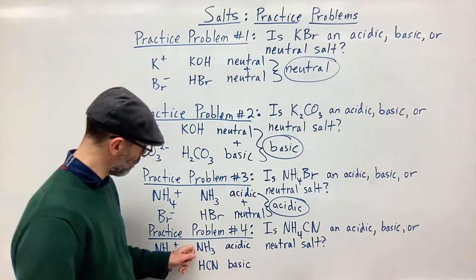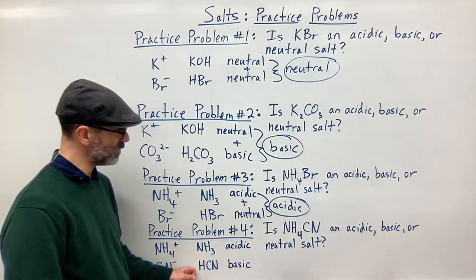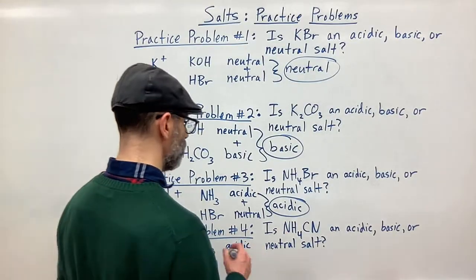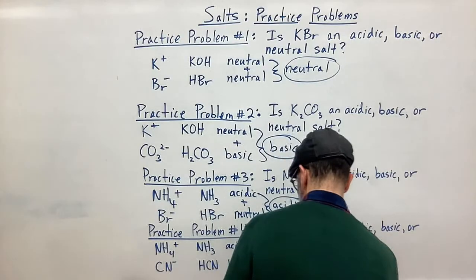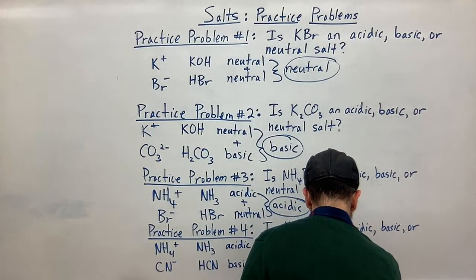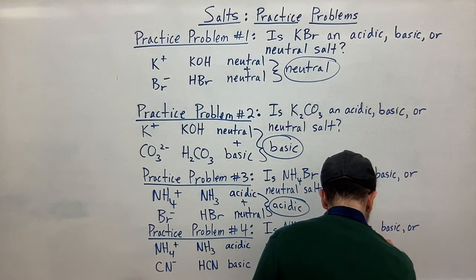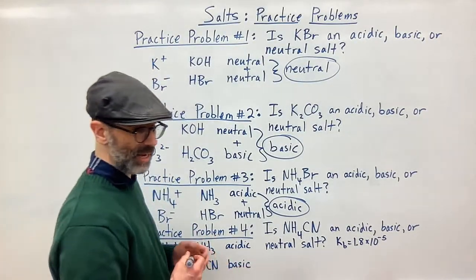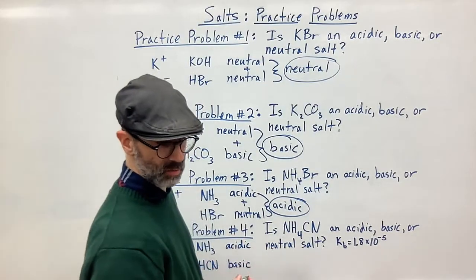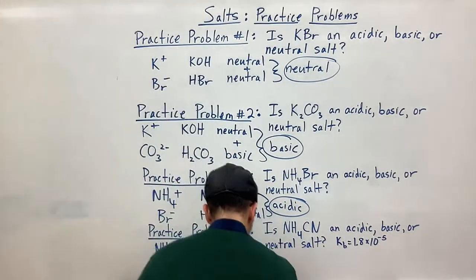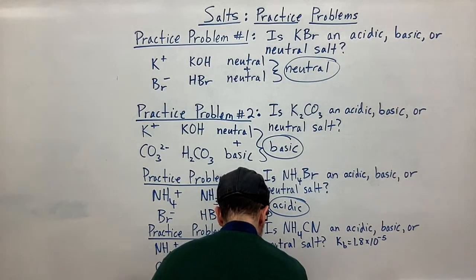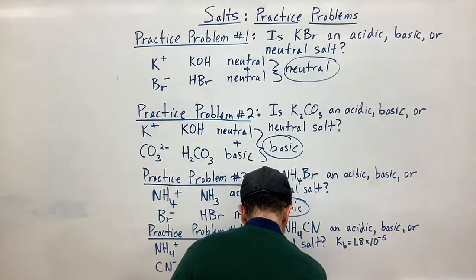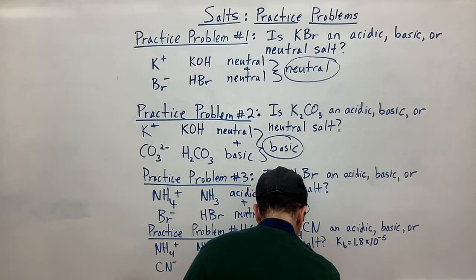So let's look up the Kb of NH3 and the Ka of HCN. So the Kb of NH3 is 1.8 times 10 to the negative 5. So we'll write that here. So Kb is equal to 1.8 times 10 to the negative 5. That's the Kb of NH3. And the Ka of HCN, that's going to be 4.9 times 10 to the negative 10. So here I'll write it right here. So the Ka is equal to, what did I say? 4.9 times 10 to the negative 10.